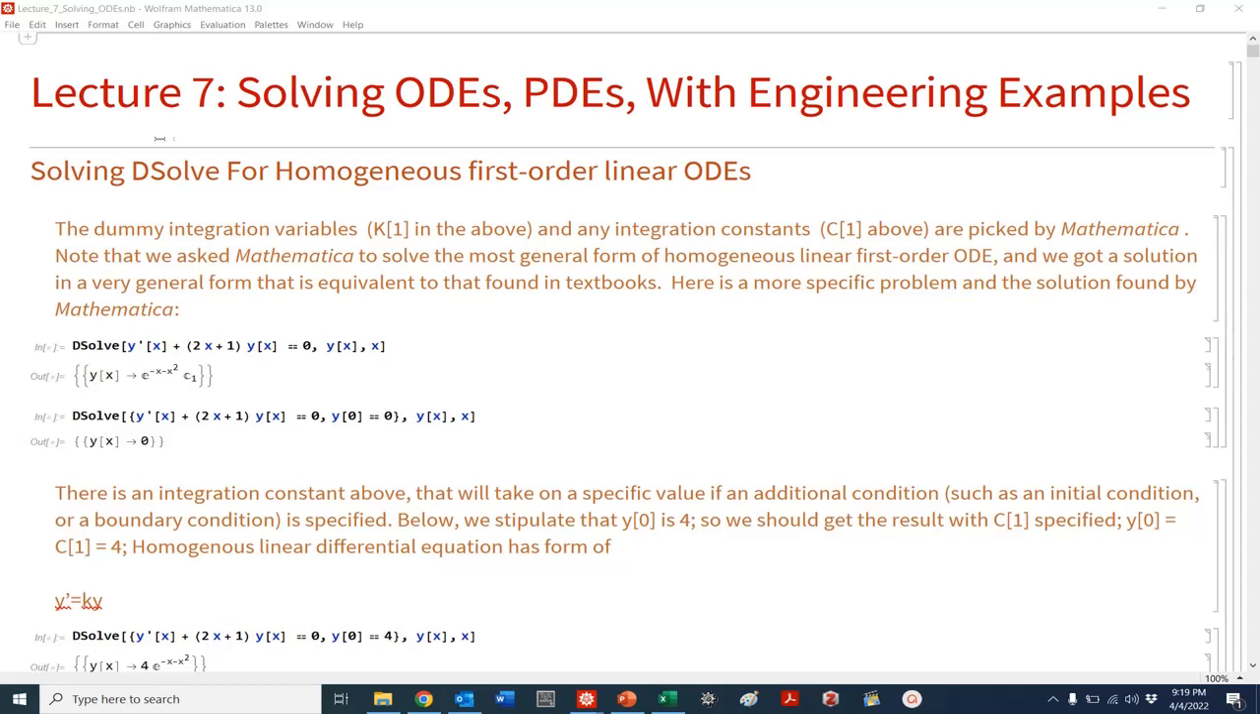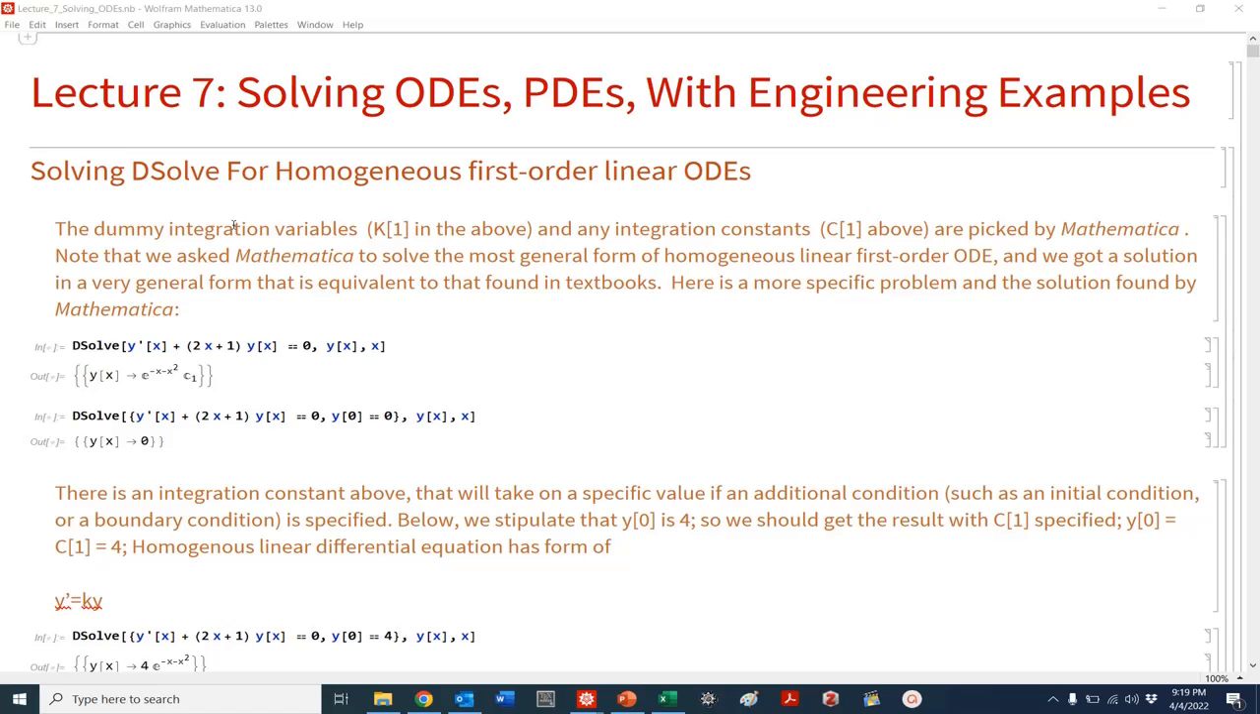We're back today and we're going to be solving ODEs and PDEs with engineering examples. In this series of lectures, we're going to focus on how we solve ODEs and PDEs using Mathematica, how we set them up, and what the correct syntax is. We're going to use a whole host of Mathematica suites that will allow us to solve these ODEs and PDEs, generally and specifically, numerically.